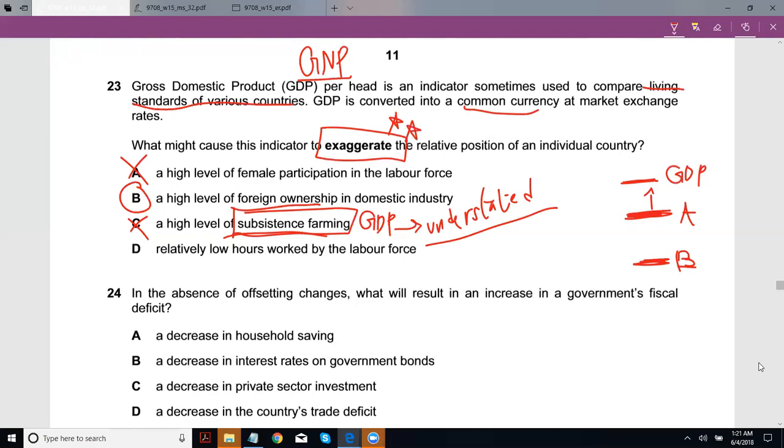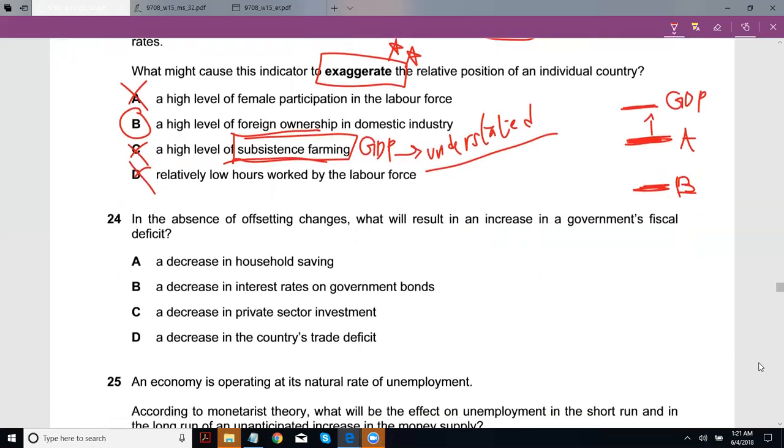Relatively low hours worked by the labor force. If there are low hours worked, you would probably have a low GDP, but that doesn't mean it's been overstated. That just means it's the same as what it should be. So there's no exaggeration there.